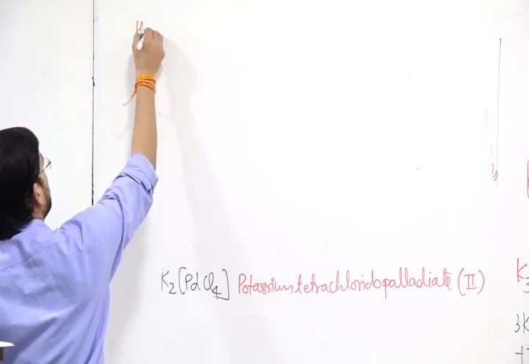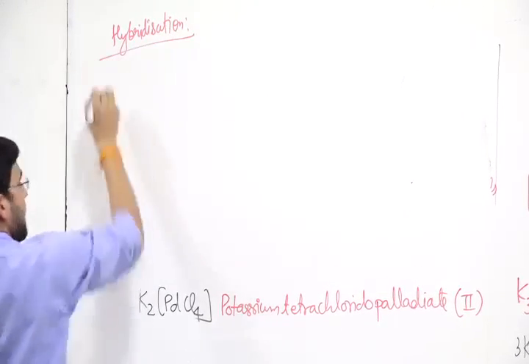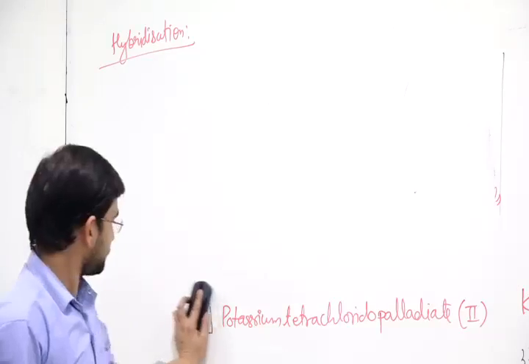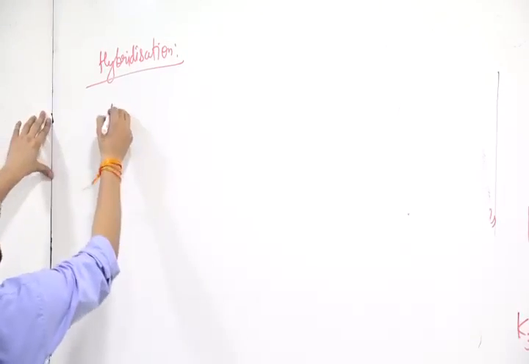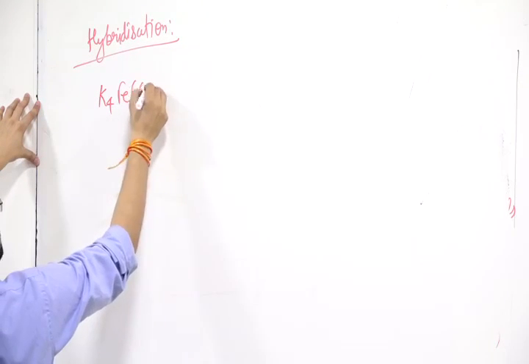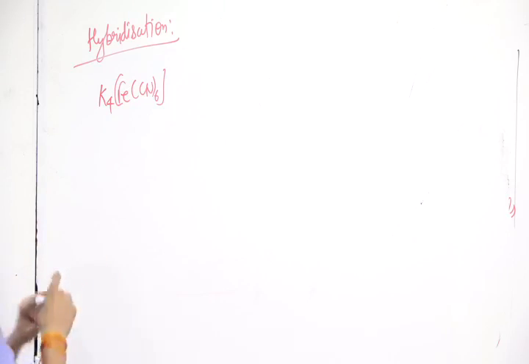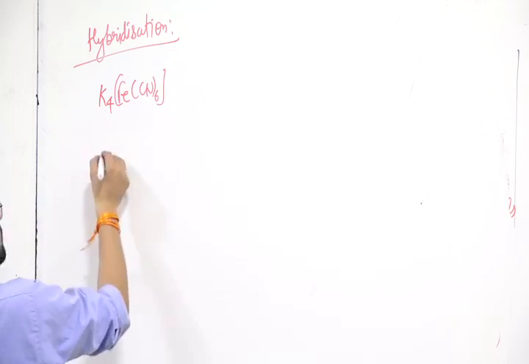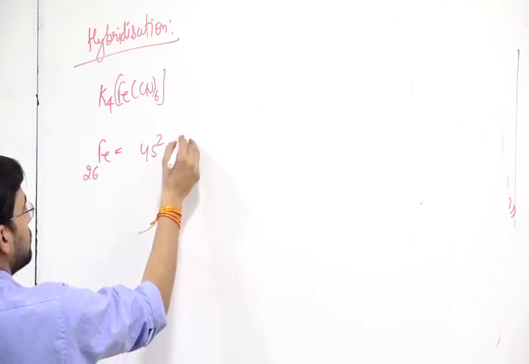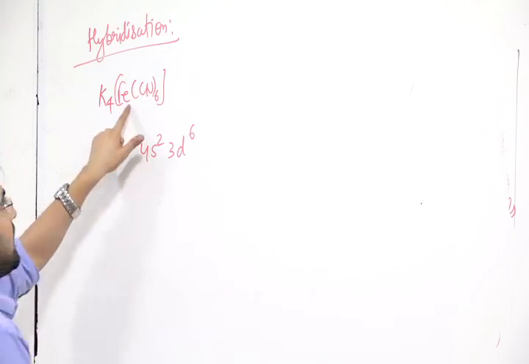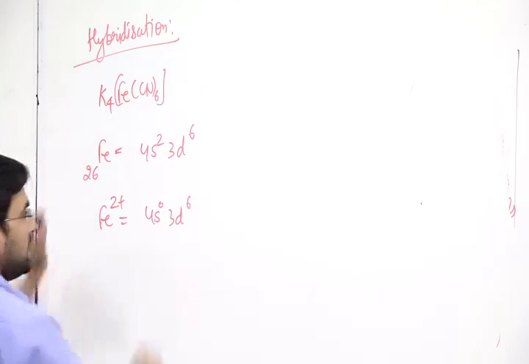Okay, the next one is called hybridization. Hybridization I've already told you. Let's say you want to do it for K4[Fe(CN)6]. You want to find out the shape for this. The first thing you need to do is find the oxidation number of iron. Iron electronic configuration is 26: 4s2 3d6. But in this case iron is getting +2 charge, so 2 plus means 4s0 3d6.